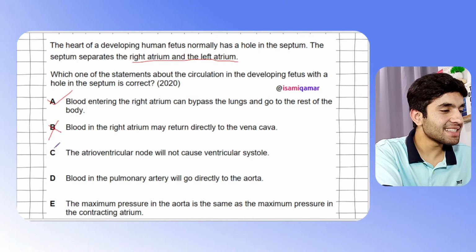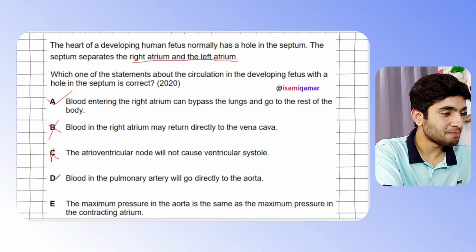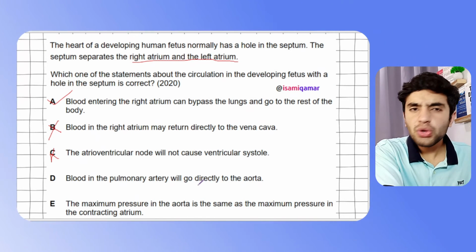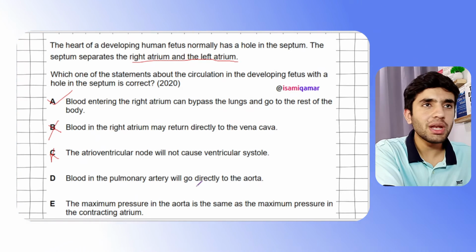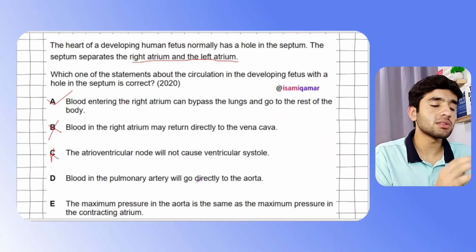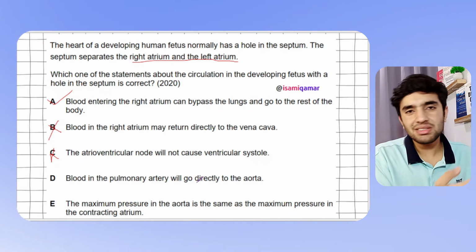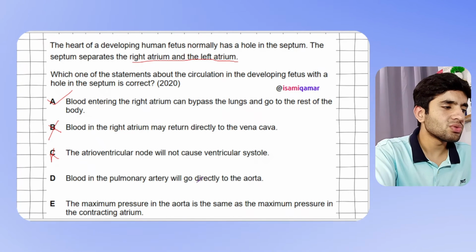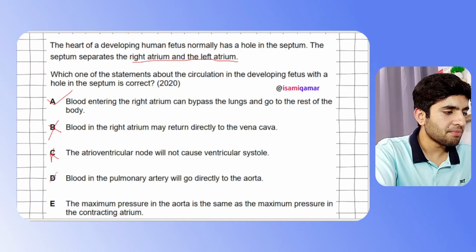Okay, this isn't true. Blood in the pulmonary artery will go directly to the aorta? So no, the pulmonary artery will take blood from the right ventricle to the lungs. So can it go into the aorta? There is no hole between the aorta and the pulmonary artery. So that is not true either.